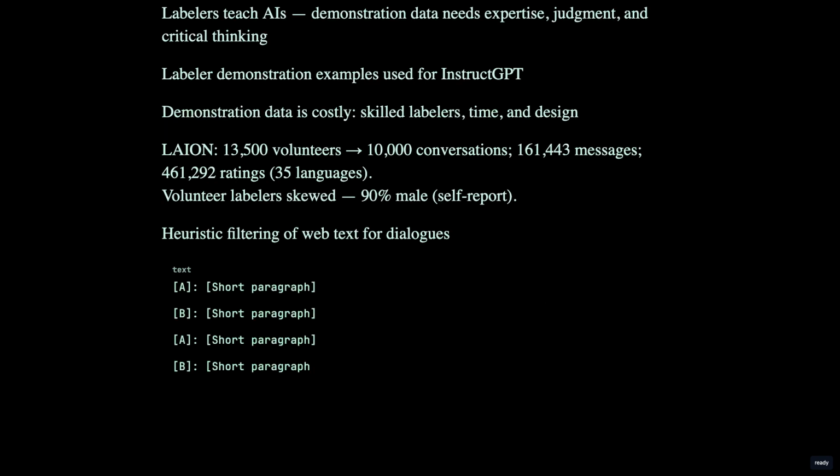This code block is a simple template for an alternating two-speaker dialogue, where each line starts with a speaker label in brackets, A or B, followed by a short paragraph placeholder. When you use it, replace each short paragraph with the actual utterance for that speaker. The ellipsis shows the pattern repeats. Think of it as a script skeleton that enforces turn-taking between two participants.